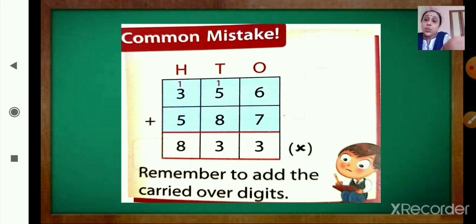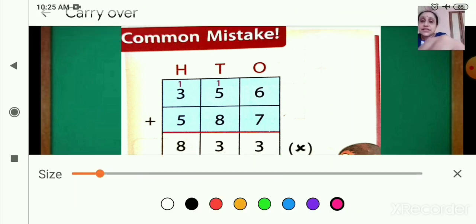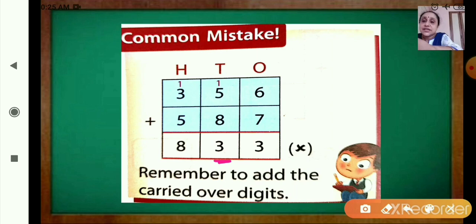Now see what this boy has done. Okay? He has made some mistake and we will find it out. The same sum, 356 plus 587. So 6 plus 7, you know, you are getting 13. So he has written 13. Okay, the number also he has carried to the tens place. 1 plus 5, 6. 6 plus 8, 14. What has he written? See what he has written? He has written 13.